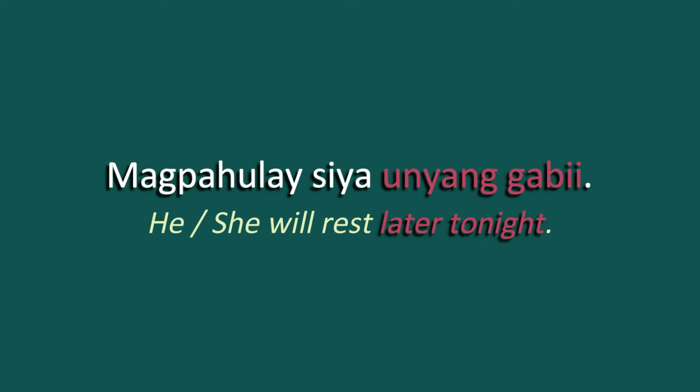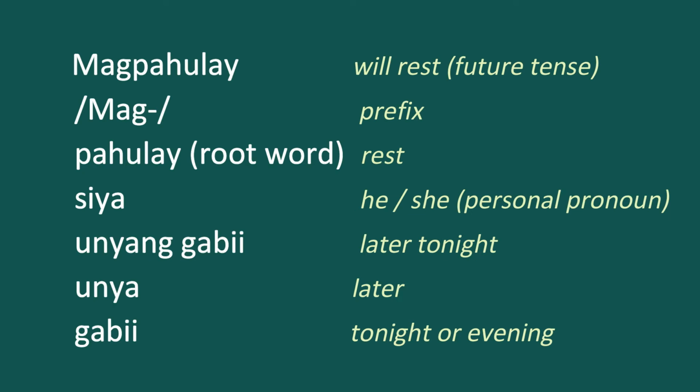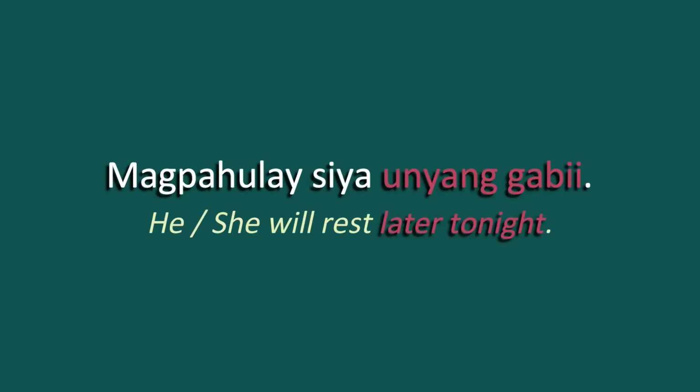So breaking that sentence down, we get Magpahulay, which means will rest. The root word is pahulay, which means rest, and the prefix used is mag, which makes it a future tense. Siya is he or she in English. And unyang gabi means later tonight. Unya is later and gabi is tonight or evening. So when we put that sentence together, we get magpahulay siya unyang gabi. He or she will rest later tonight.